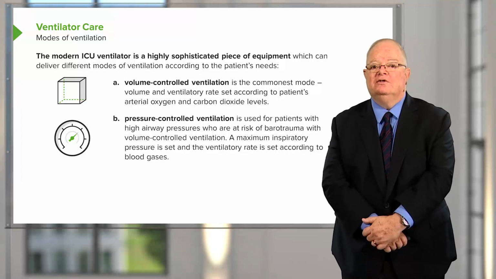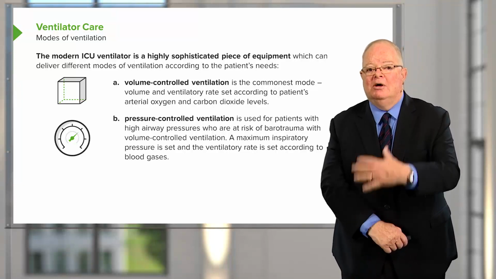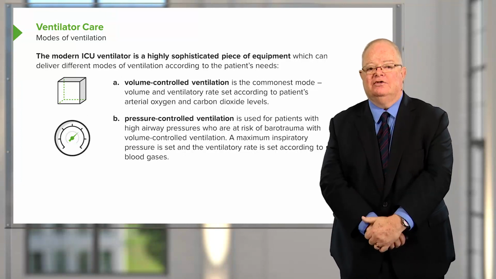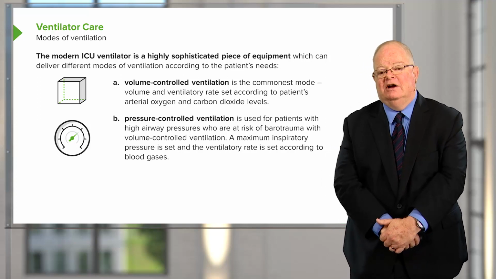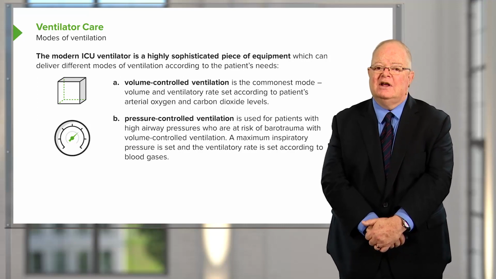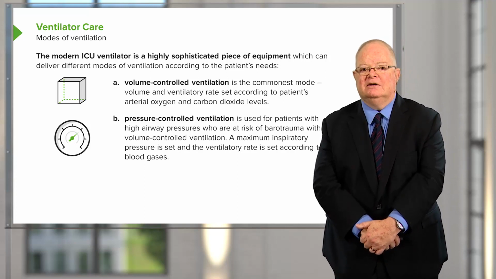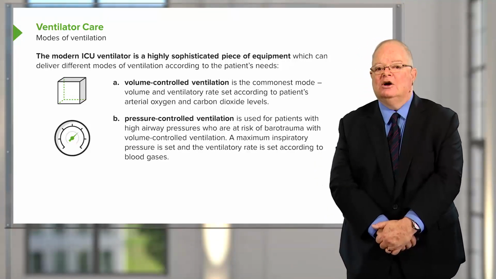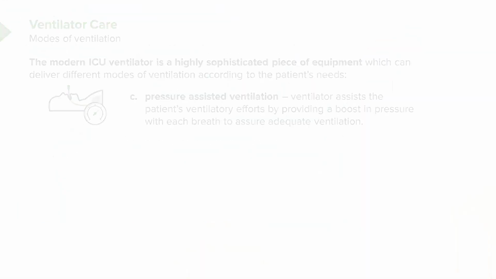Pressure-controlled ventilation is used for patients with high airway pressures who are at risk of barotrauma, or damage to the lungs from high pressure, from volume-controlled ventilation. In this situation, instead of setting the volume, the maximum inspiratory pressure is set, and the ventilator rate is set according to blood gases or saturations or end-tidal CO2.